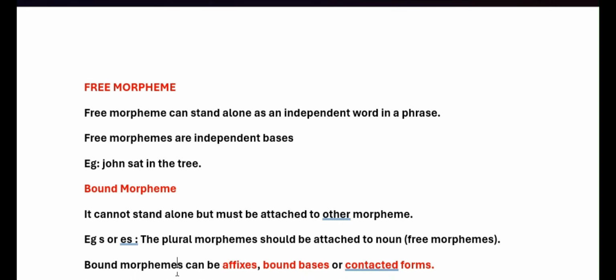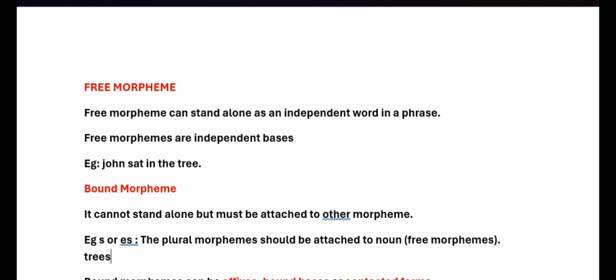Whereas a bound morpheme cannot stand alone but must be attached to another morpheme for meaning or grammatical function. For example, s or es, we cannot use s or es separately. S or es is not giving any meaning. It should be attached to some noun to give meaning. For example, we earlier understood tree, trees. Now s is attached to tree, and now it is giving the meaning of plural, or it has performed the grammatical function of making it plural. But s cannot stand alone, and if it stands alone, it will not have any grammatical function or meaning.